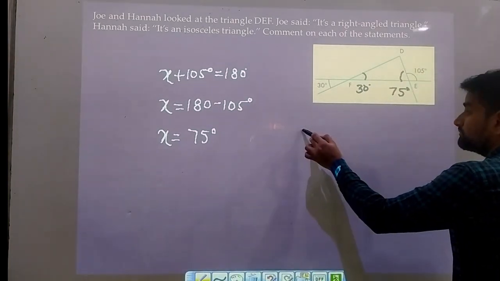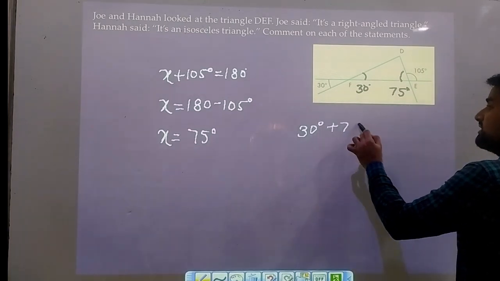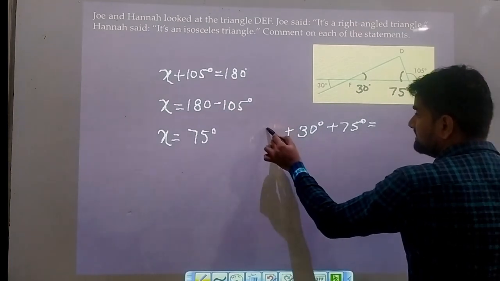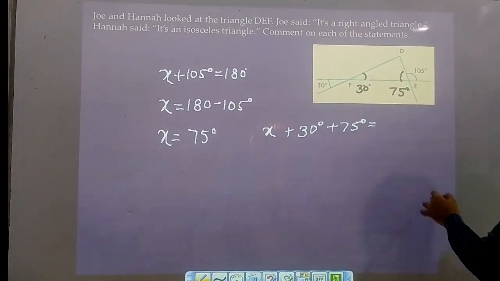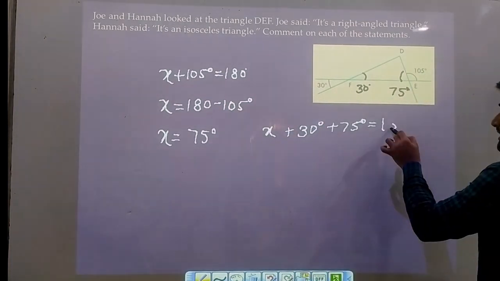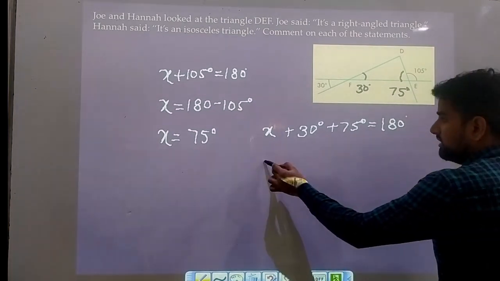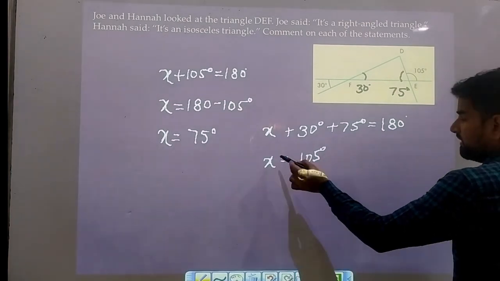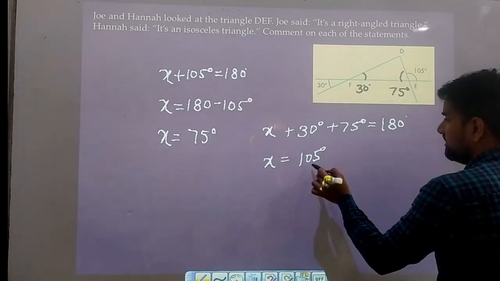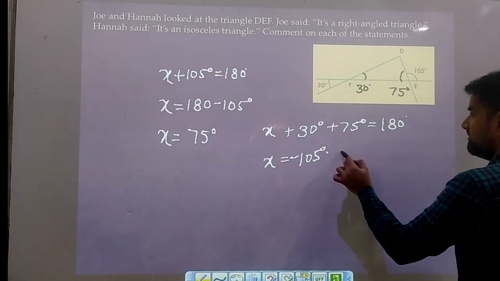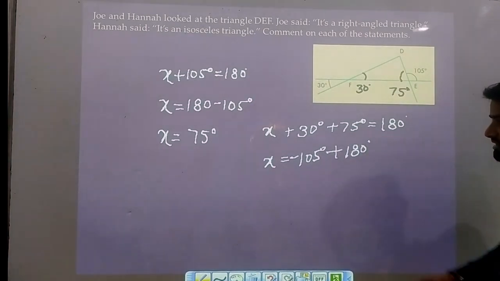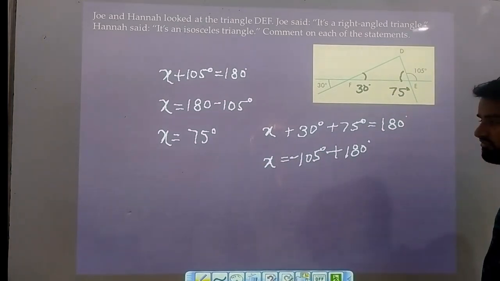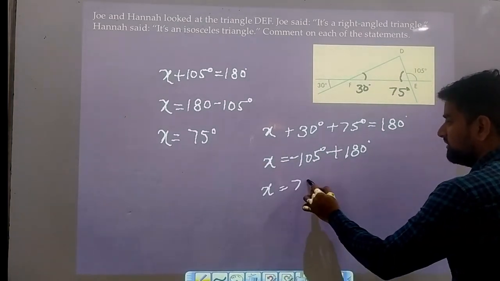So here 30 degrees plus 75 degrees plus this angle, let's say this is x. Then x plus 30 degrees plus 75 degrees is equal to how much? It should be 180 degrees. Alright. So x is equal to 180 minus 105. So 180 minus 105 equals 75 degrees.